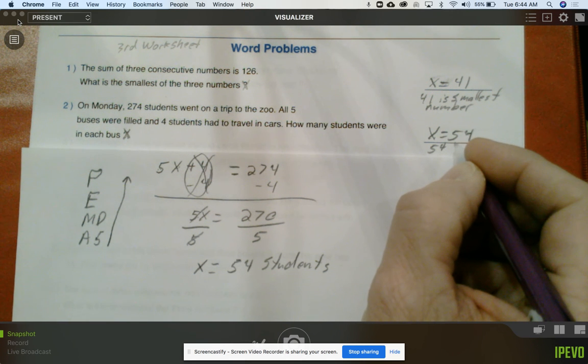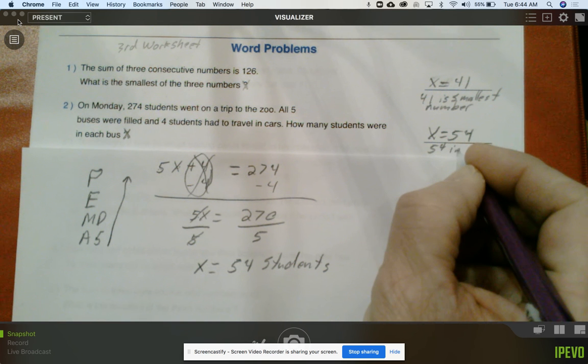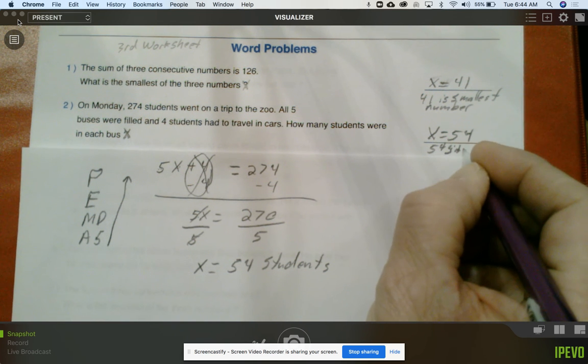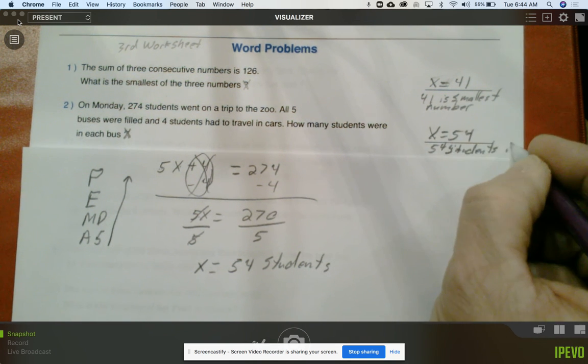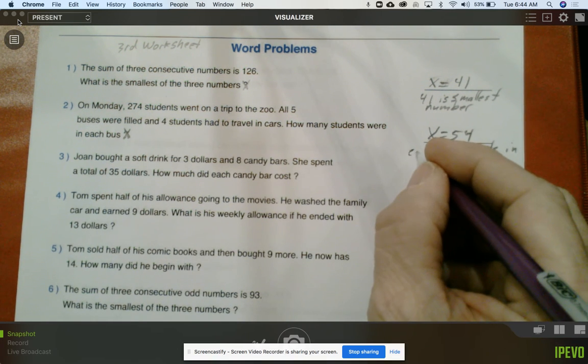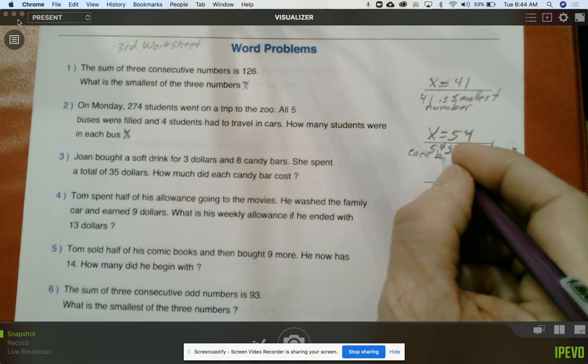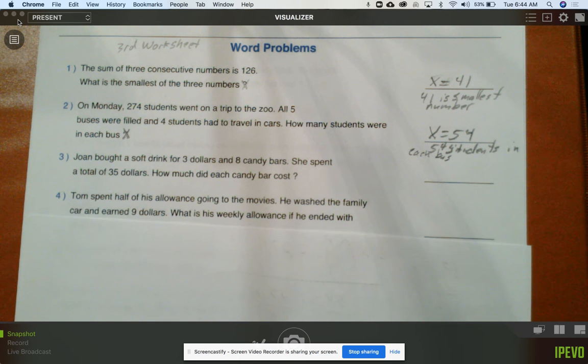54 students were in each bus. And I'm just writing that there just so you get the idea. You would do that every single time, but again, the teacher-made form does not allow you to do that. So that's why we're not doing it on every problem.